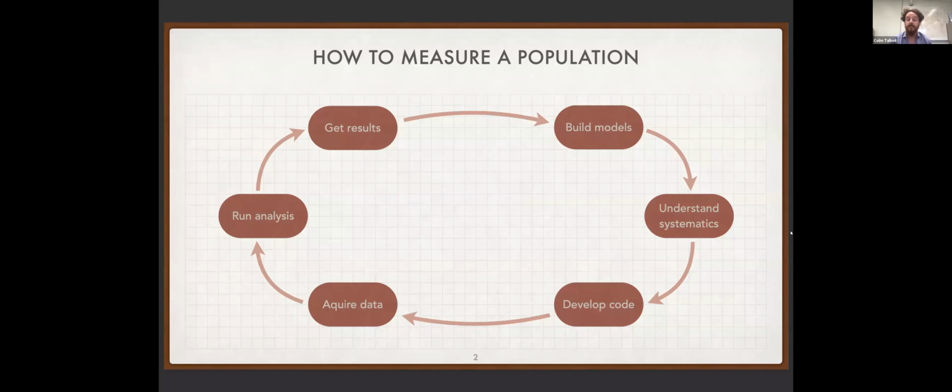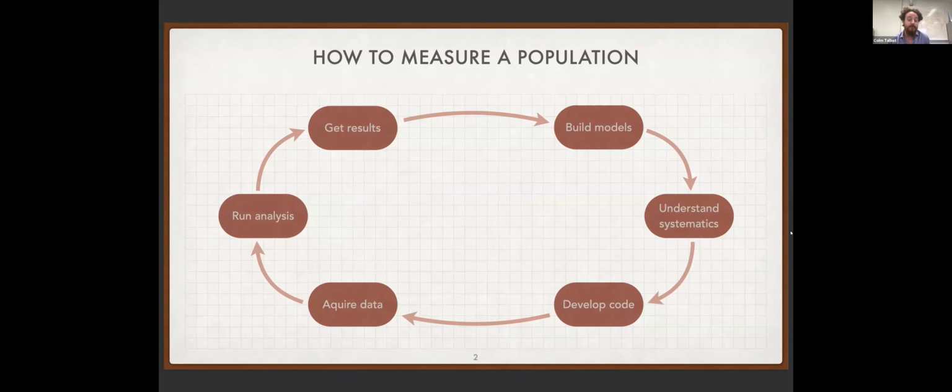I'll start with the building model stage. When we're approaching, we have some population of anything. In this case, it will be binary black hole mergers. The first thing we need is basically a model to describe what we expect to see. And once we have a model, we can start to understand the systematics associated with that model and build up our statistics. And then once we understand the statistics, we can develop the code to do the data analysis. And then we just have to wait for binary black holes to merge and be observed by LIGO and Virgo.